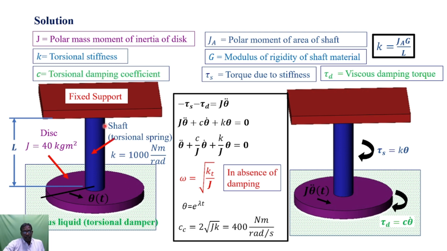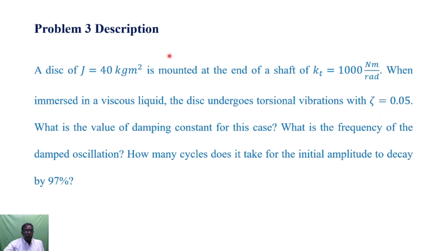The energy lost by the shaft, the energy lost by the disk during the vibrating motion is absorbed by this element called liquid, viscous liquid. It is taken as torsional damper. Accordingly, we have the polar mass moment of inertia of the disk, which is given here as 40 kilogram meter square. The torsional stiffness of the shaft is given here as 1000 Newton meter per radian.